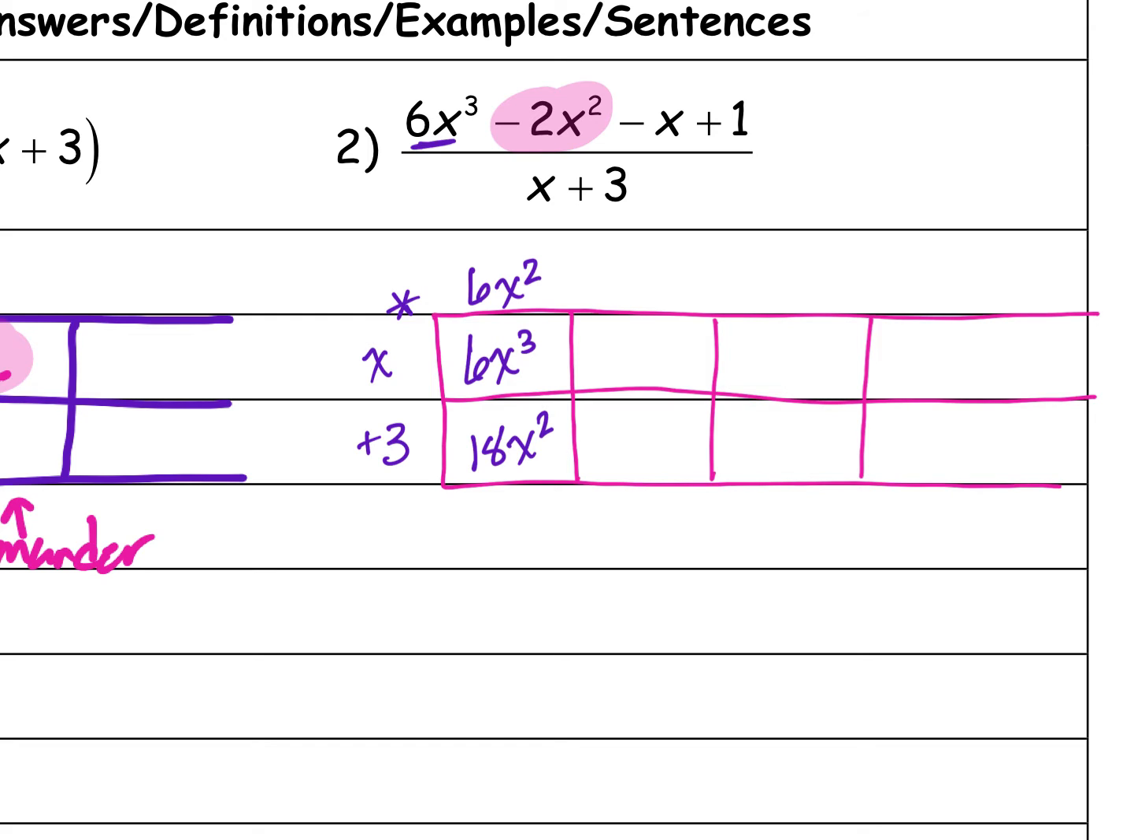Negative 20x squared. Because if I add those two together, negative 20 plus 18 gives me negative 2. Everyone okay online? Okay. So now what do I multiply x by to get negative 20x squared?